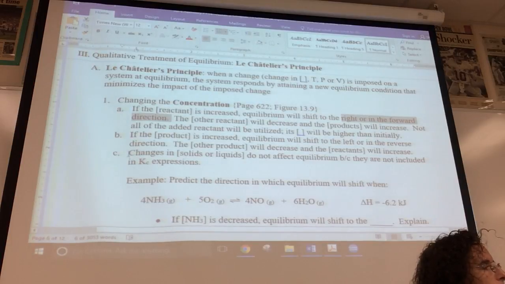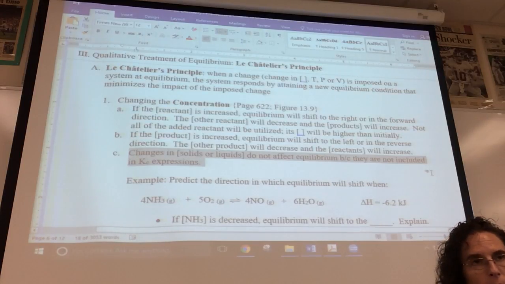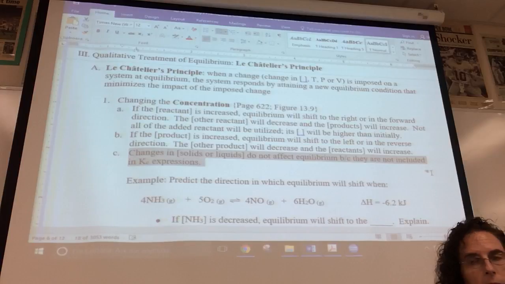So I hit A and B. C says changes in solids or liquids don't affect equilibrium because they're not included in KC expressions. So if they break up a solid or they add more solid, there is no effect or no change on equilibrium. Be careful there. They always throw in a solid, and the kids are always like, woohoo, let's shift away from it. No, no, no, no. These shifts are for gases and aqueous substances only.